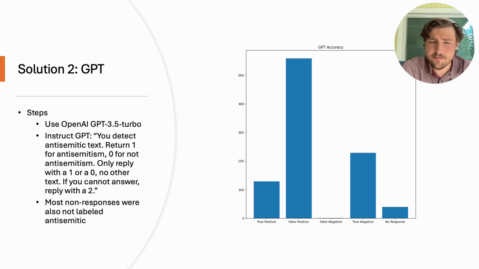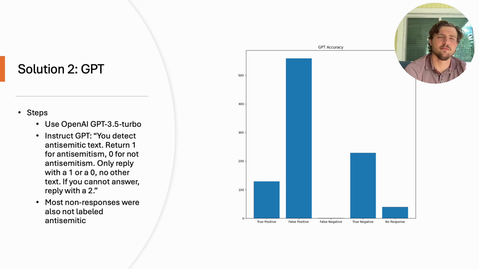all but one anti-Semitic comment was detected as anti-Semitic. So we see that the model performed very well at detecting text that is truly anti-Semitic. However, there's a big problem. Look at the false positive bar. There were a huge number of false positives, which means that this model was detecting large swaths of text that were not anti-Semitic as anti-Semitic.